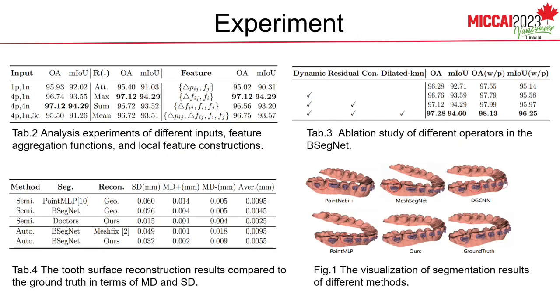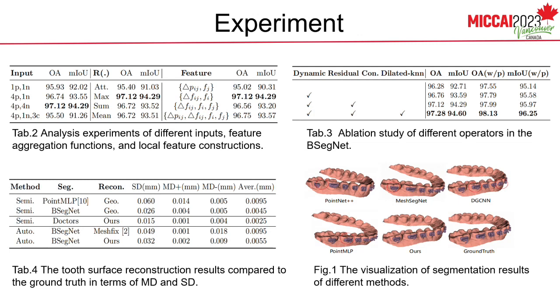We analyze different operations and modules in the BSegNet, such as different input, aggregation operations in the graph network, and the feature constructions. The performance of the 24-dimension input is better than the 15-dimension input, which suggests the normal vectors of the vertices help the subsequent network training. Our results show that using the edge feature with the central feature is sufficient for effectively representing local regions.